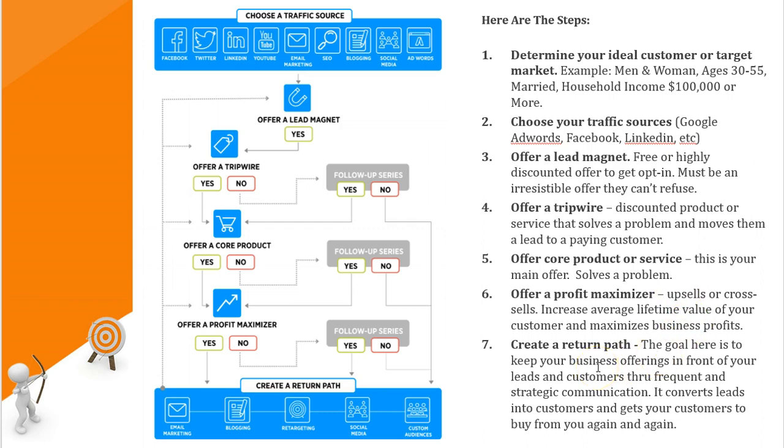Number 7, as you can see on the diagram there, create a return path. The goal here is to keep your business offerings in front of your leads and customers through frequent strategic communication. It keeps your brand and your messaging in front of your leads and your customers. It helps those leads turn into paying customers, and it helps your paying customers keep coming back to you to solve their problem. It converts leads into customers and gets the customers to buy from you again and again. And how is that done?